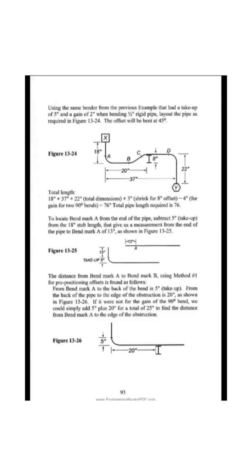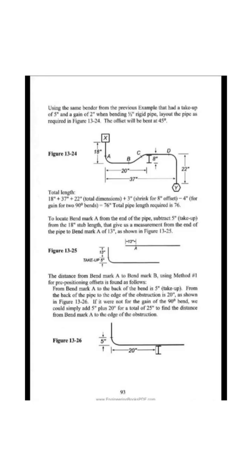Total length, 18 inches plus 37, plus 22 inches, total dimensions, plus 3 inches shrink for 8 inches offset, minus 4 inches for gain for two 90 degrees bends, equals 76, total pipe length required is 76. To locate bend mark A from the end of the pipe, subtract 5 inches, take-up, from the 18 inches stub length, that gives us a measurement from the end of the pipe to bend mark A of 13, as shown in figure 13-25.